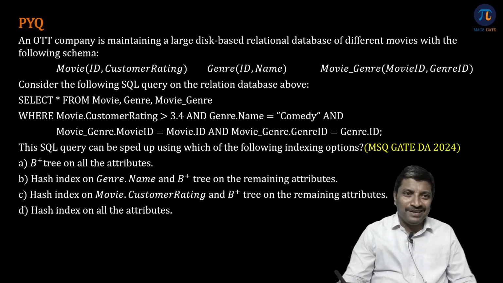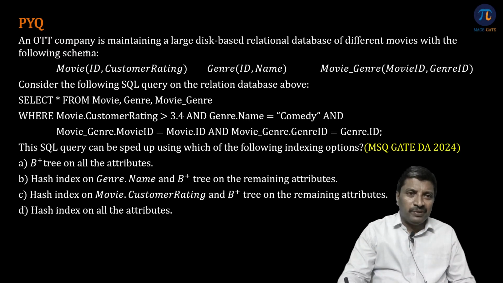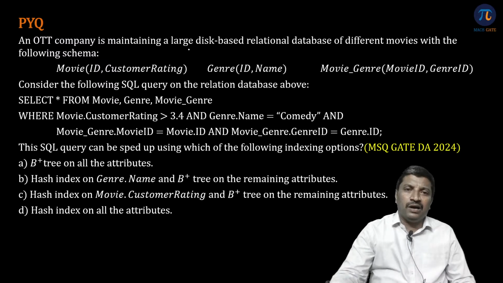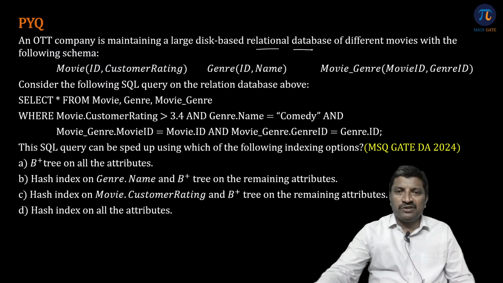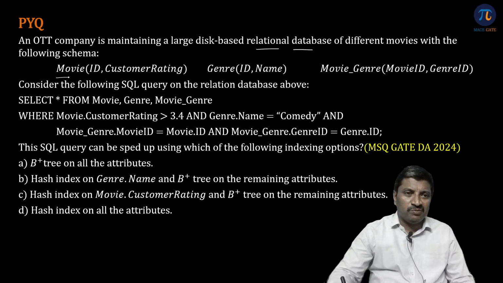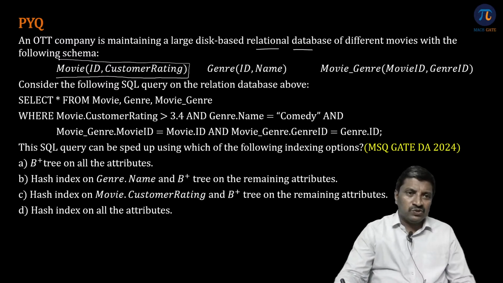Yeah, I think it's a very lengthy question, sir. Anyway, I think it's a very recent question from the data science paper. An OTT company is maintaining a large disk-based relational database. So they are maintaining a relational database. That is what we have discussed till now, right? Relational database, fine. With the movies, the first table is movie ID, comma customer rating. So the first table has only two attributes. One is ID, the second one is customer rating.